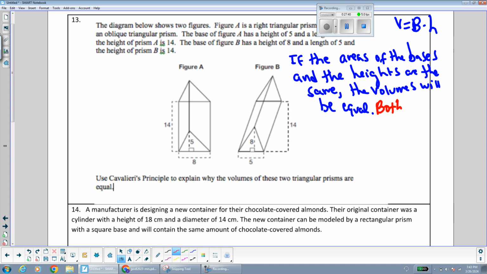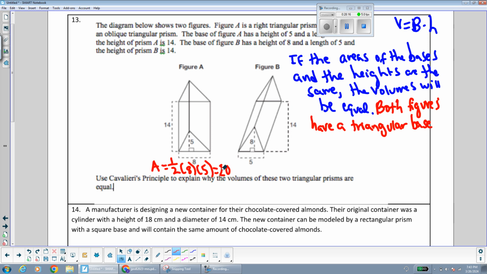Both figures have a triangular base. And let me actually find the areas of the bases. The area of the base would be 1/2 base times height, and 8 times 5 is 40, divided by 2 is 20.